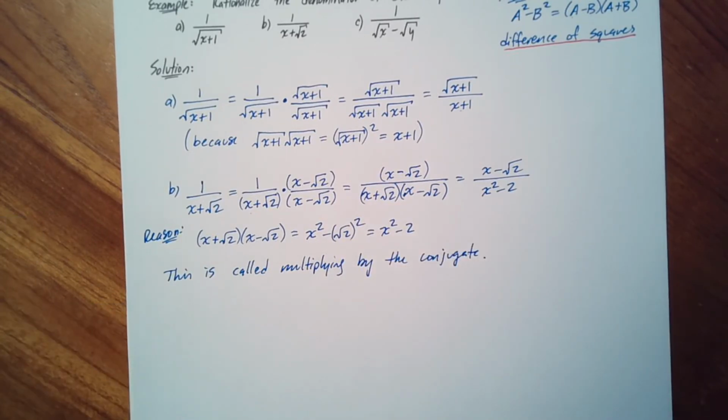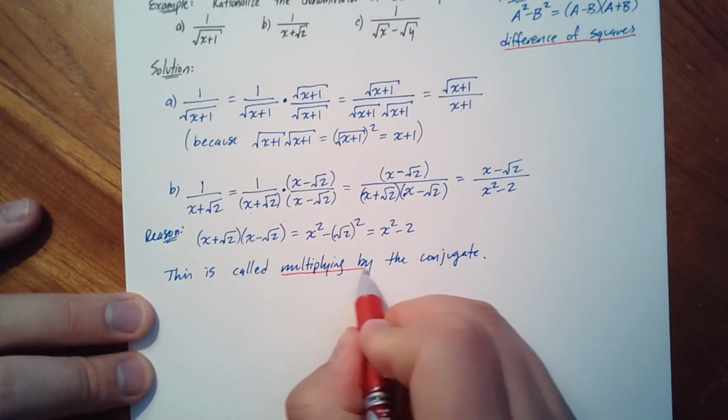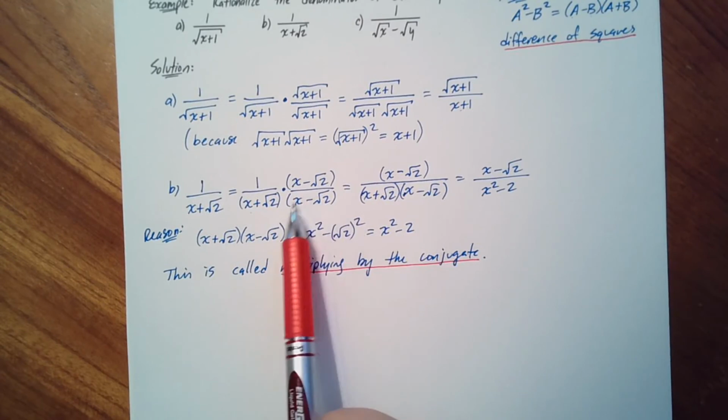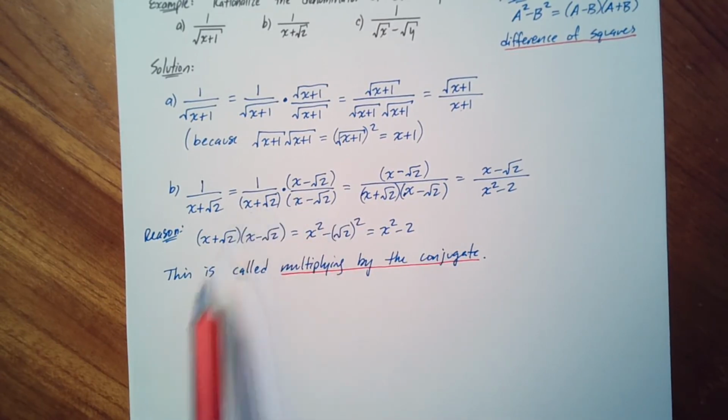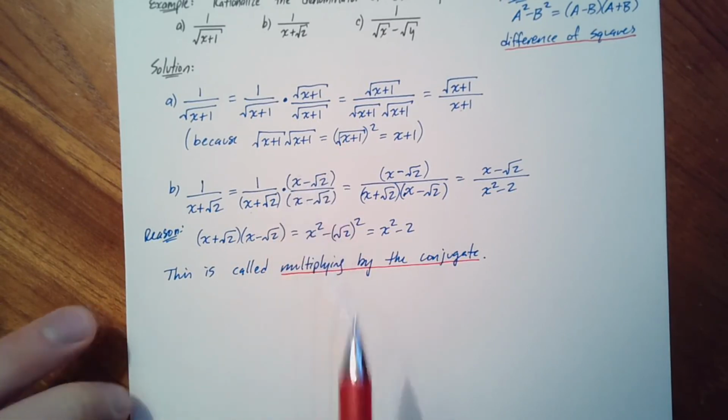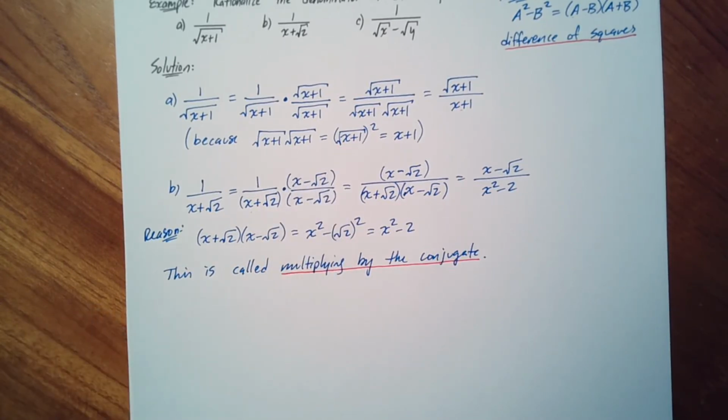Okay, so what does the word conjugate mean? Well, when we had x plus the square root of 2, x minus the square root of 2 is the conjugate of this. So you're multiplying by the conjugate on both the denominator and the numerator. That's really what you're doing. That's why we call it that.